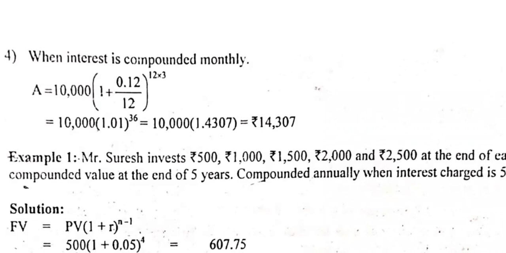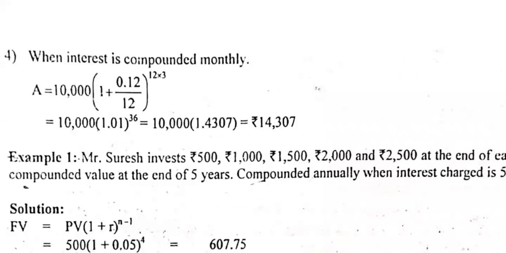Now 1.01 raised to 36, if you find it, is 1.4307. Multiply this by 10,000 and you'll get 14,307 rupees. So this way you calculate the future value, whether it is compounded yearly, half yearly, quarterly, or monthly.